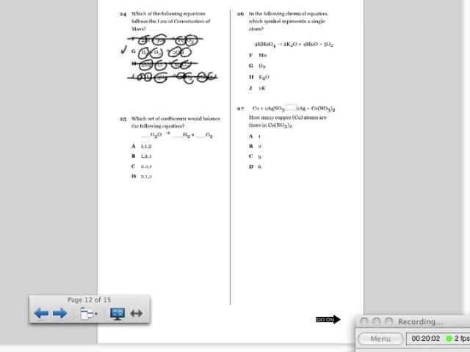Okay, 25. Which set of coefficients would balance the following equation? We've got to count them up. On this side, we have hydrogens and oxygens. How many hydrogens do I have on the left side right now? 1, 2. Okay, there's 2. How many oxygens? 1. On the right side, how many hydrogens? 2. How many oxygens on the right side? 2. So we can only go up, so the one on the left has to go up with the oxygens.